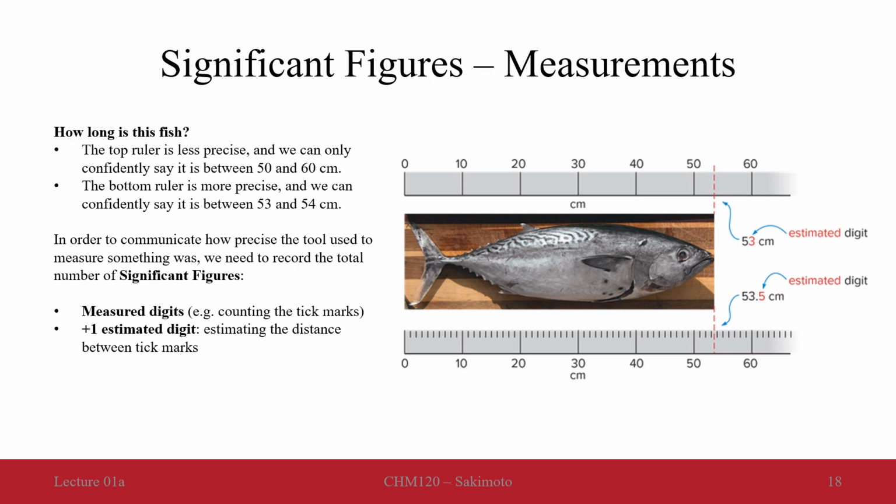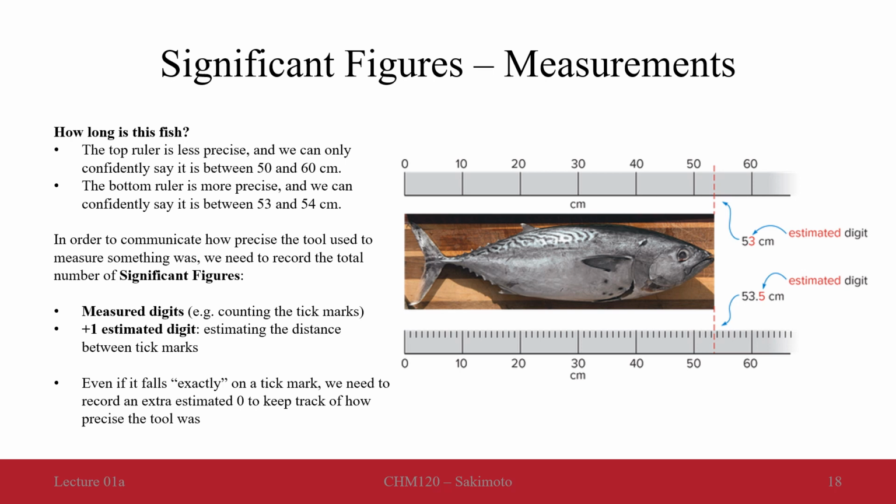Again, compared to the one on the bottom, having more tick marks, we could count up to 53 tick marks and estimate one more decimal place, saying it's about halfway between 53 and 54, so we'd write down 53.5 centimeters. We see that the number on the top has two digits, 5 and 3, versus the one on the bottom, which has more significant figures: 53.5, 3 significant figures.